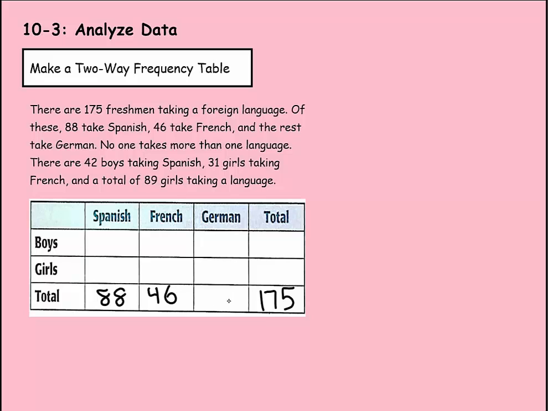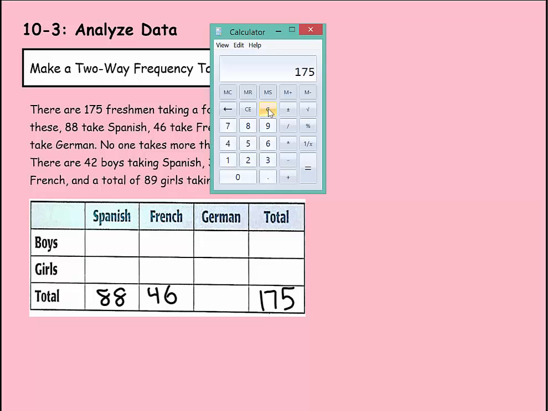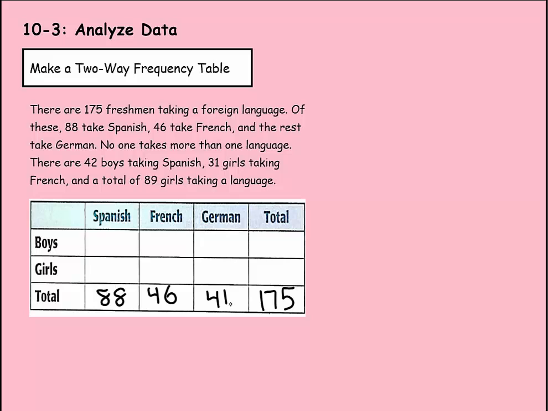So we actually could figure out German because we know that the total has to equal 175, and we have the totals for Spanish and French right here. So we could do 175 minus 46 minus 88, and that tells me that there's 41 taking German. Now it tells me that there are 42 boys taking Spanish. So boys taking Spanish, these two columns right here, give me 42. 31 girls taking French, so if you go to the girls row in the French column, that's 31. And then a total of 89 girls taking a language altogether. So the girls total is 89.